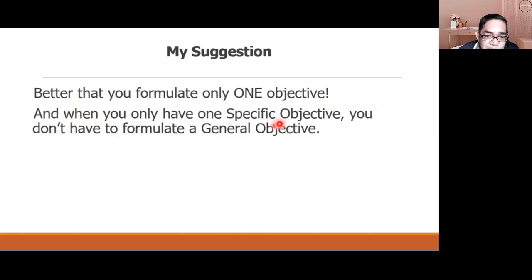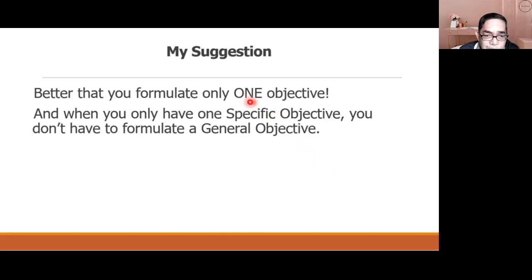And when you only have one specific objective, you don't have to formulate a general objective. Because as we said, the general objective is supposed to summarize the specific objectives. So there is nothing to summarize. And because you only have one specific objective and you don't have a general objective, you don't have to say specific objective. Just say objective of the study. But that objective has to be specific.